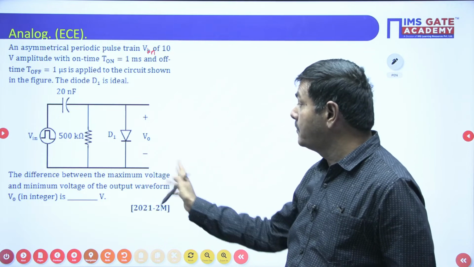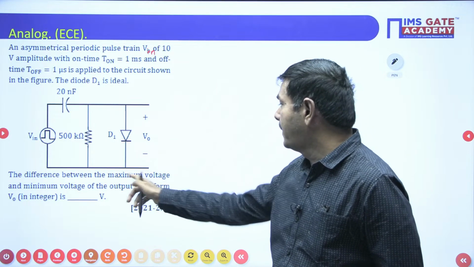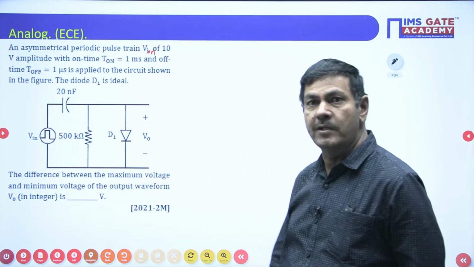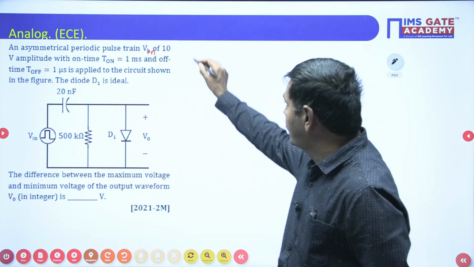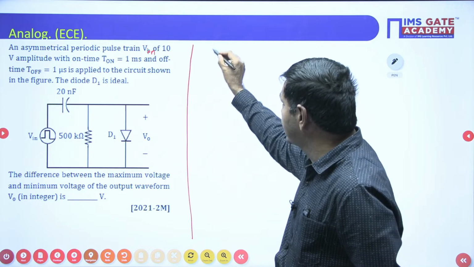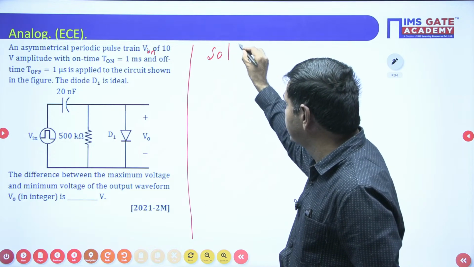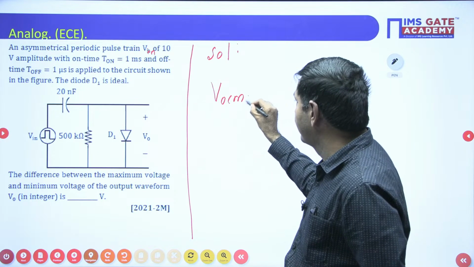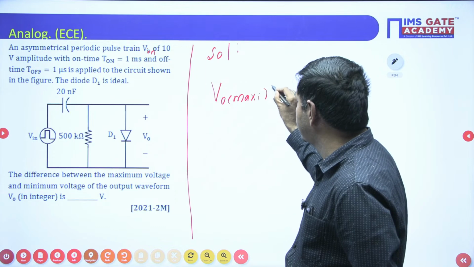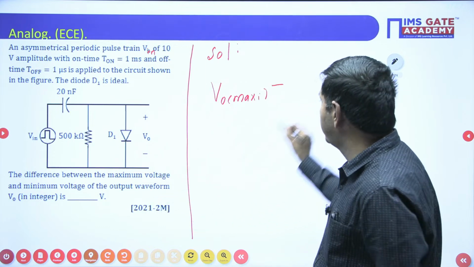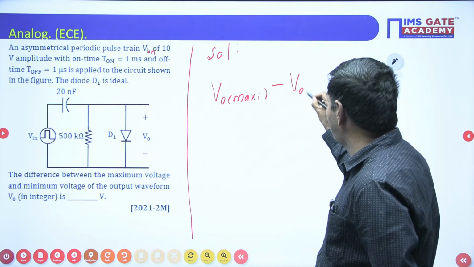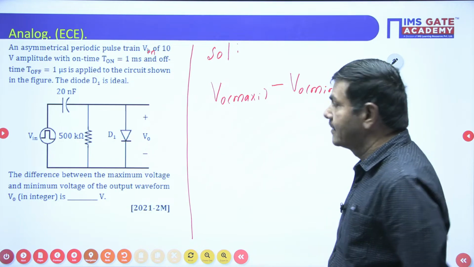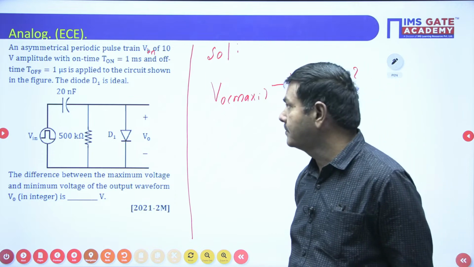That output voltage he wants as a difference. What difference? Maximum output voltage minus minimum output voltage. The difference of that voltage only is asked. What I wish to say is, it asks to find V0 maximum minus V0 minimum. It is asking to find that value.